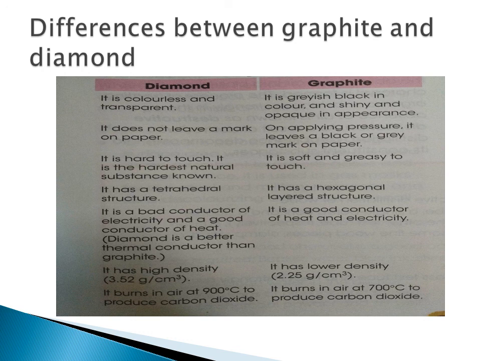Diamond is the hardest naturally occurring substance. That means it is very hard. Graphite is soft. Diamond has a tetrahedral structure. Graphite has a hexagonal structure. Tetra means 4. Hexa means 6. Diamond is a bad conductor of electricity. Graphite is a good conductor of electricity. Diamond has high density, 3.5 gram per cubic centimeter. Graphite has low density, 2.5 gram per cubic centimeter. I hope you understood.